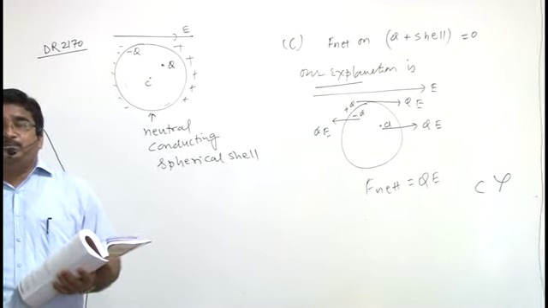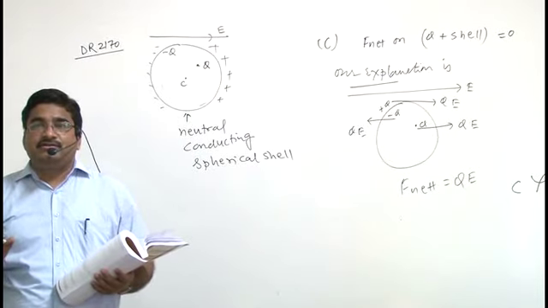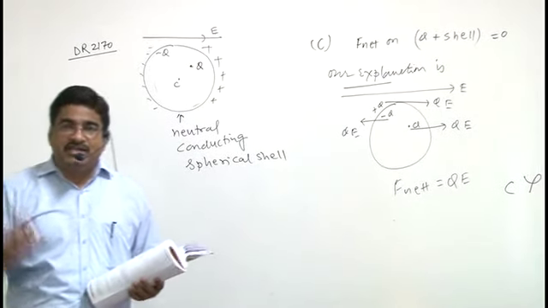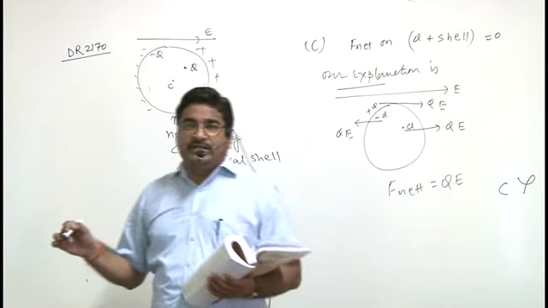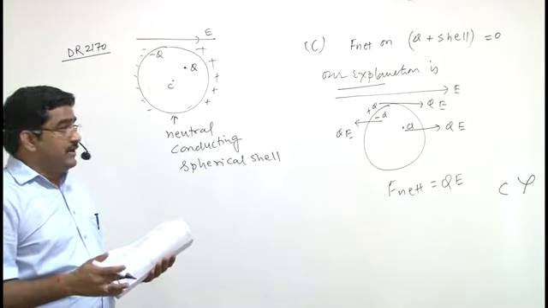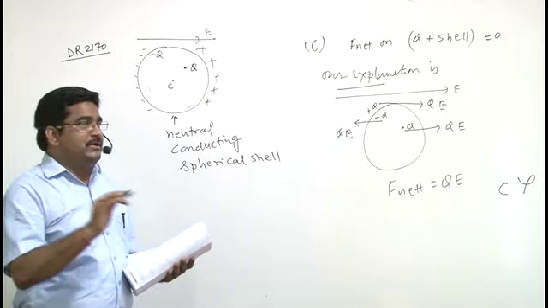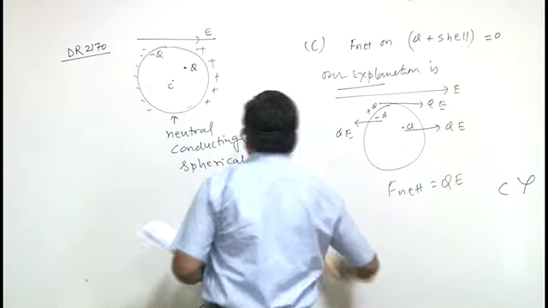By the objective style, D has to be the answer. But still I will explain why D is the answer. As far as the objective pattern is concerned, you don't have to prove that D is the answer. D is automatically the answer. But let me explain this.